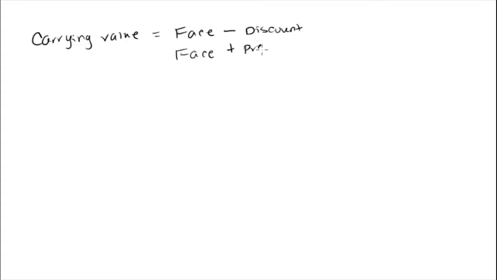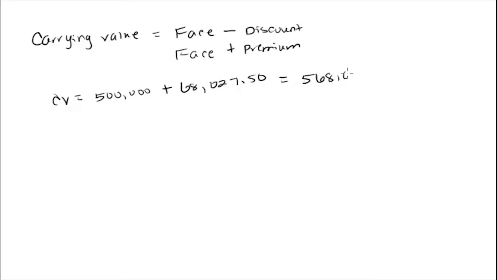For bonds, you have something called carrying value. And carrying value is equal to the face minus the discount, or face plus the premium, depending on which situation you have. So for us, the face was $500,000. We had a premium that adds to it. The premium was $68,027.50. So our carrying value was the $568,027.50 when we issue them. Issue price will be carrying value the first time. It will change, however, over time.